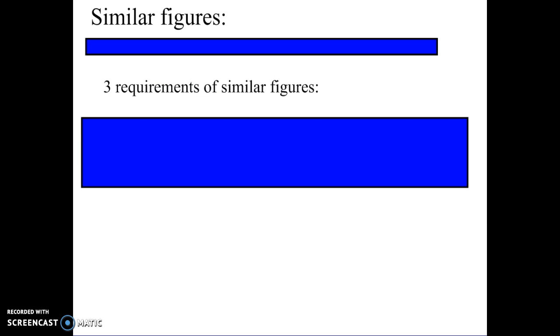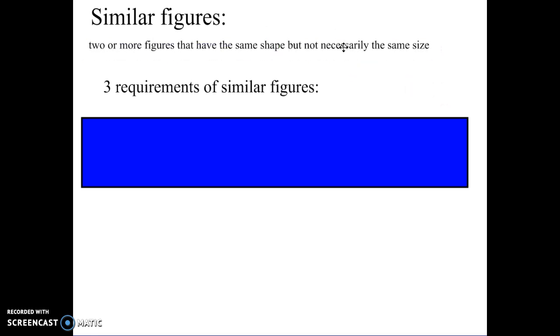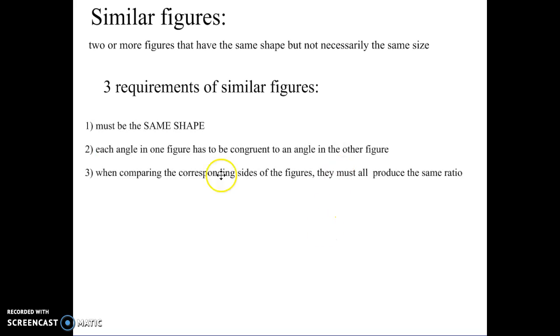Now, the reason why that's important is because I'm going to talk about similar figures and characteristics. If figures are similar, you're going to have two or more figures that are the same shape, but not necessarily the same size. Most of the time, one figure will be larger than the other. In order to determine if you have similar figures, three things have to happen. The first thing is that they have to be the same shape. You can't have a triangle similar to a rectangle. They both need to be the same exact thing.